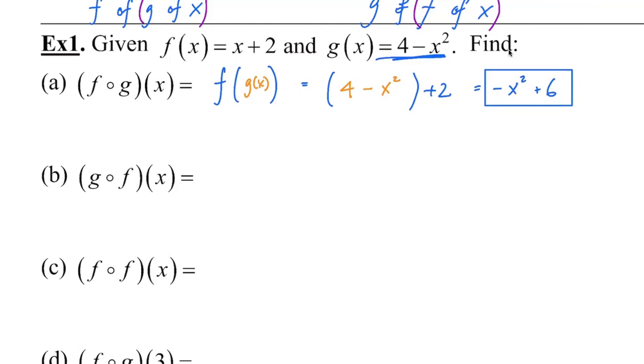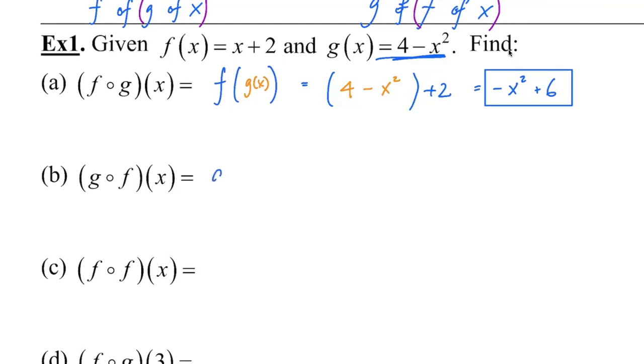So again, please do make sure that you can observe the inner function, which is the g of x, and that equals 4 minus x squared. That will be placed into the original location for x. So that's why you see the parentheses right here. And I hope the color coding would help you see it better.